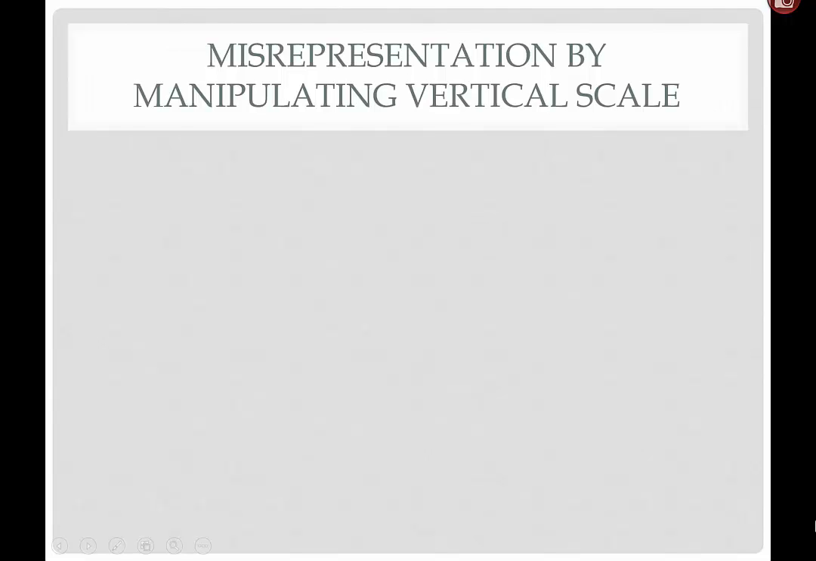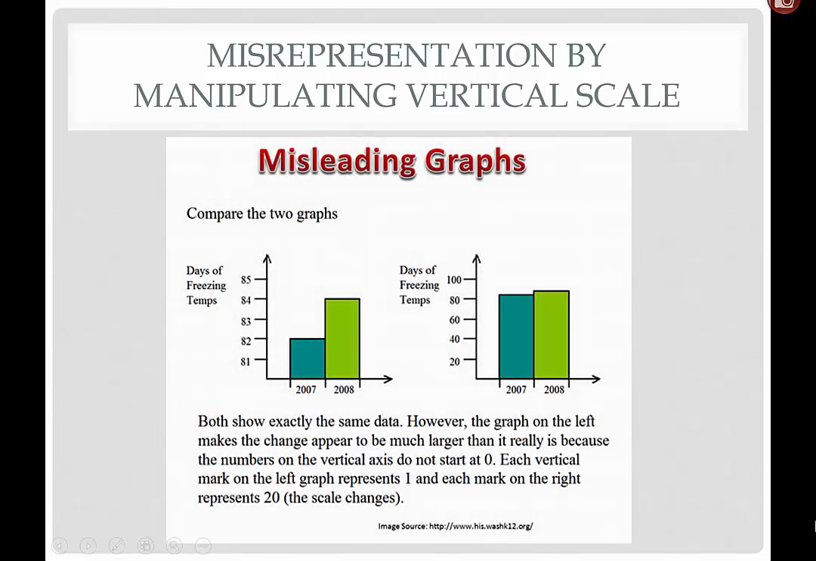So the first way that you can misrepresent data is by manipulating the vertical scale. Take a look at these two graphs. They both represent the days of freezing temperatures in 2007 and 2008. They're showing the exact same data. However, the graph on the left makes it look like the number of days of freezing temps is a lot more in 2008 than there were in 2007. And if you look at the graph on the right, it makes it look like a lot smaller of a difference.